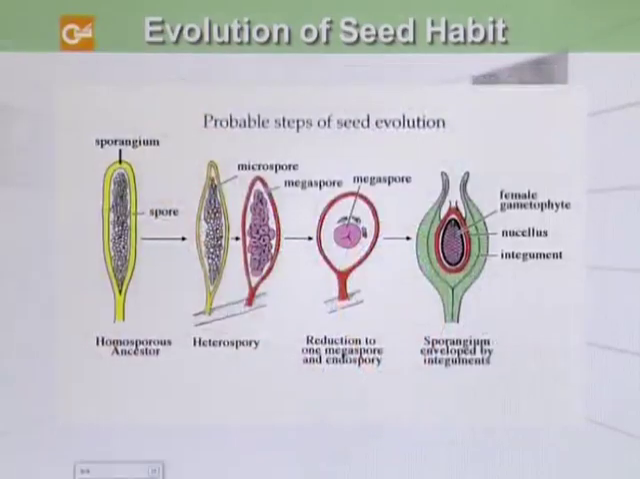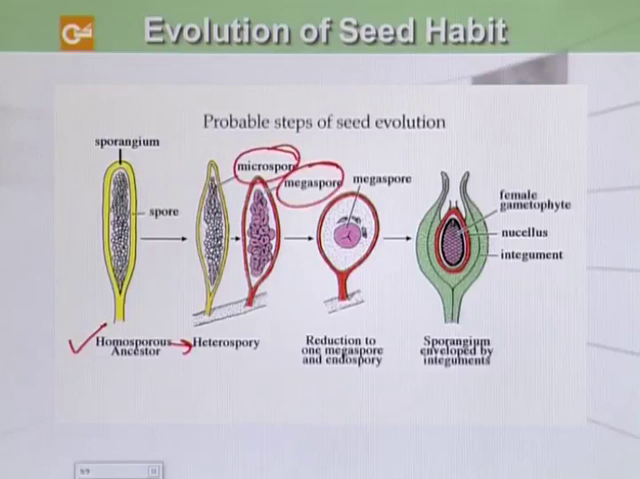So in summary, we can see that these were the probable steps of seed evolution. Number one, there was a homosporous ancestor, and from this homospory heterospory originated, and microspores and megaspores were produced. Earlier there was only a single type of spore, and then there was reduction to one megaspore, and there was endospory, the retention of megaspore within megasporangium so it was not shed out, and then the sporangium was enveloped by integument, these protective layers.